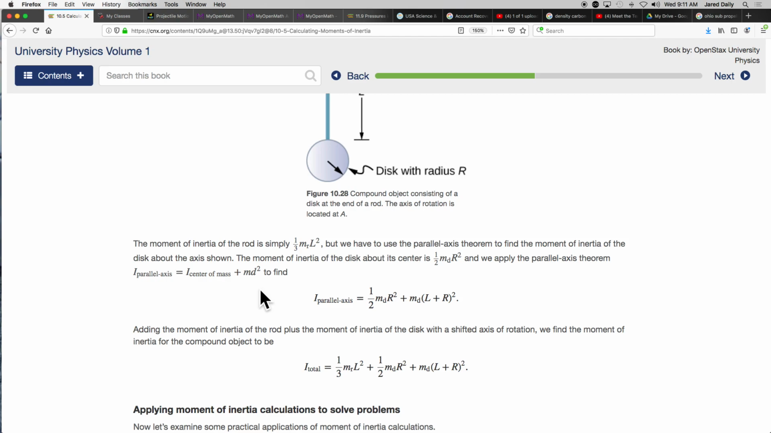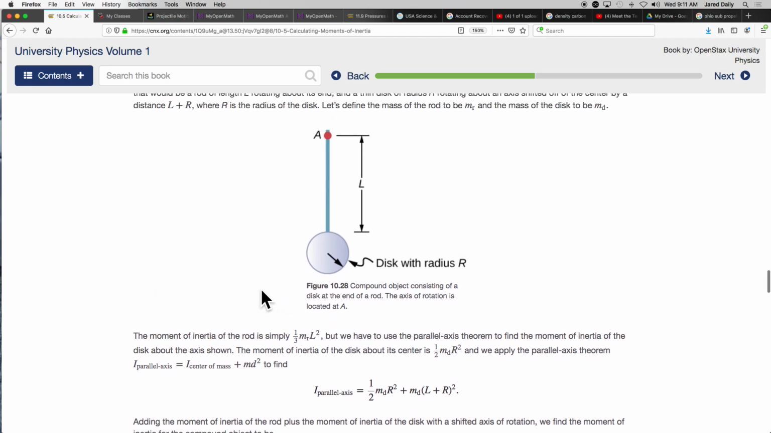Here's an example of an object. This is what they call a compound object because it's made of two different shapes. It's made of a rod of length L and then a disc of radius R on the end of the rod. So what is the moment of inertia of this whole thing?